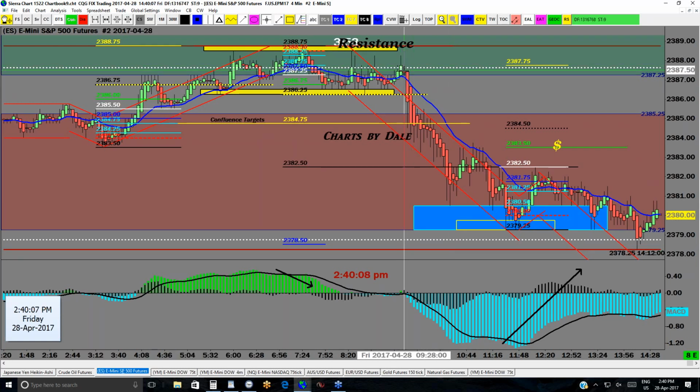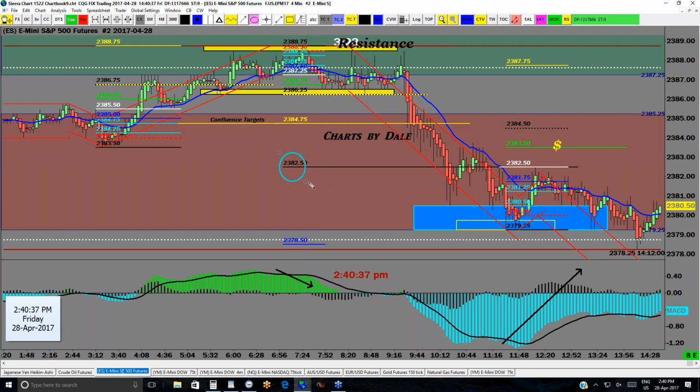Here's the crosshairs at 9:30, so 9:28. Your resistance right up here at 2387.75 area, right in here. That resistance started dropping down below our EMA, so you couldn't stay long anymore. You had to aim for these confluence targets to the downside. So, terrific job. Here's your next confluence target here.